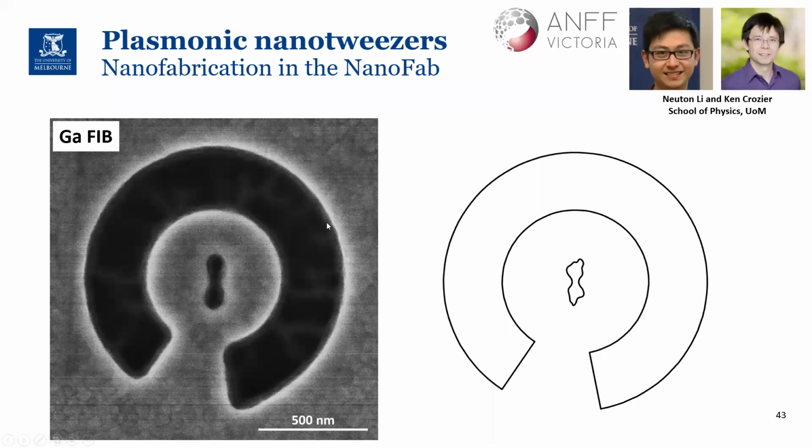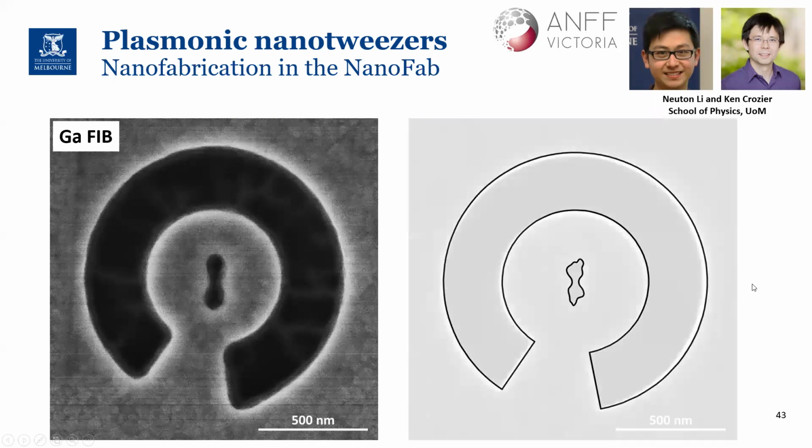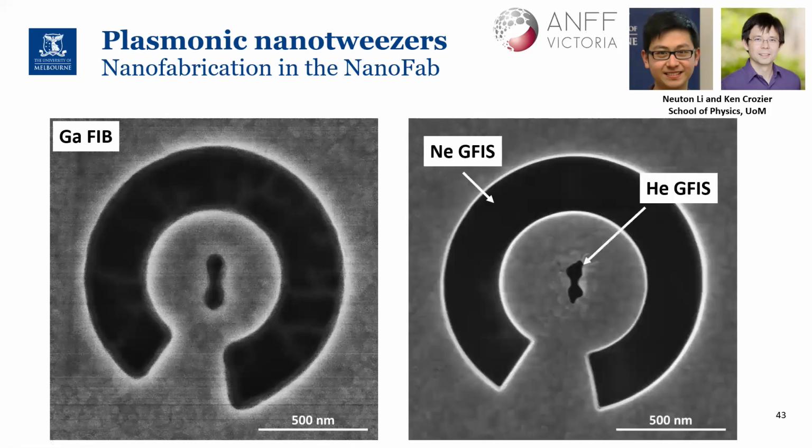Now, of course, this doesn't really look significantly different to the double nanohole, and it's lost much of the fidelity of this design. So the challenge was now to create this structure using the helium ion microscope. So here is the result that we got from our instrument using the neon beam to create the ring and the helium gas-filled ion source to create the internal structure. And the comparison is quite clear, really, the difference between the two techniques.